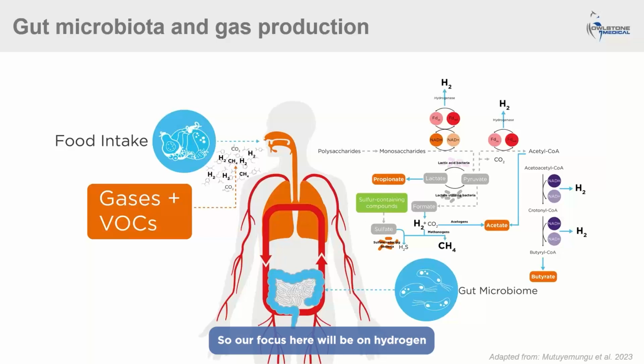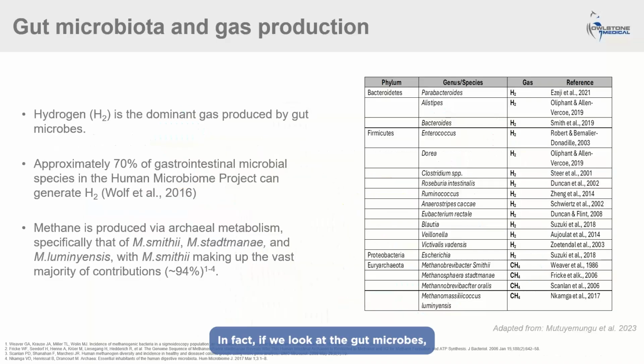So our focus here will be on hydrogen and methane, starting off with hydrogen as the primary gas produced by the gut microbiome. In fact, if we look at the gut microbes, you can see that around 70% of them are able to produce hydrogen, and there's a very specific phylum of bacteria that produce hydrogen within our gut. And if we go over to methane, we see a slightly different story. Rather than bacterial production, we have archaea production, in particular by Methanobrevibacter smithii, making up 95% of methane production in an average high methane producer.